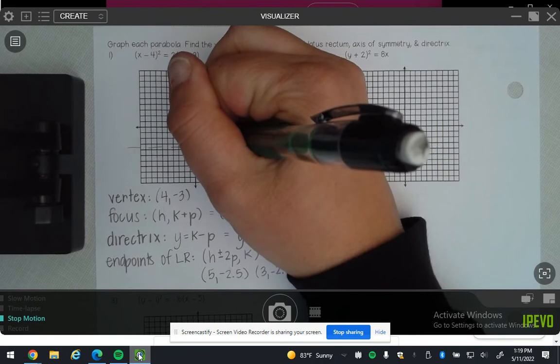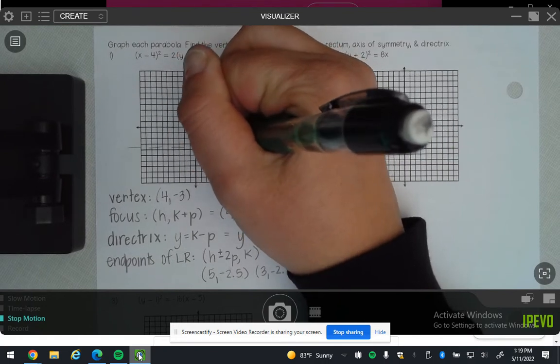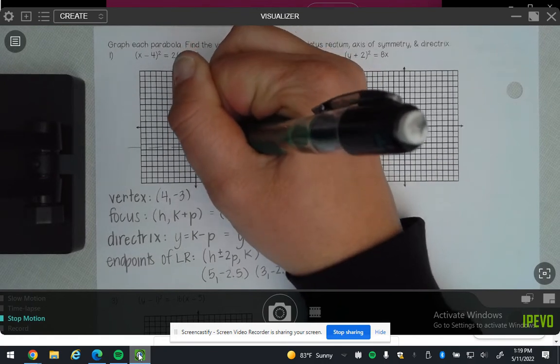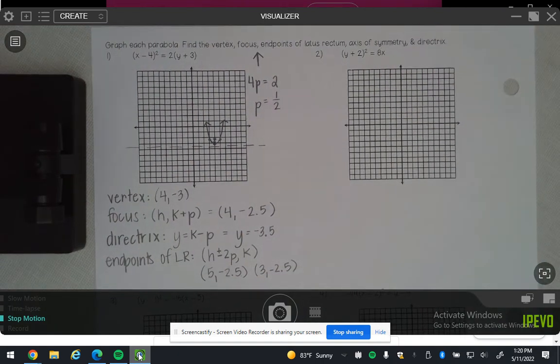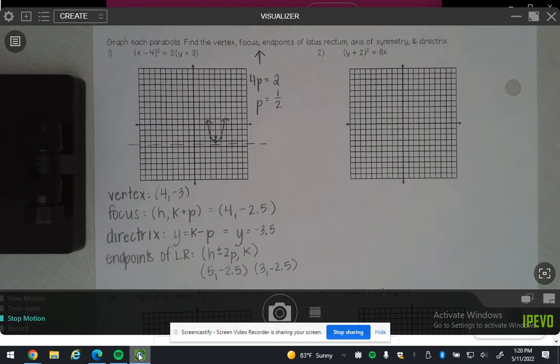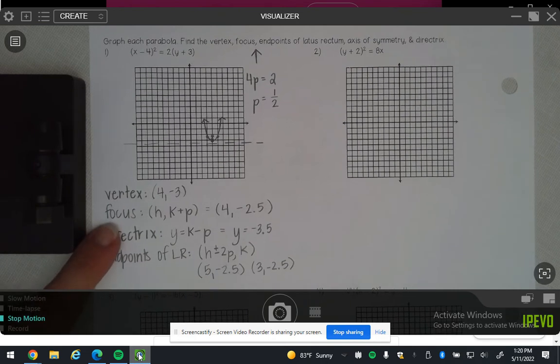What is 2p? 2p is how you find it, because your LR has a length of 4p. Your focus is right in the middle, so you need half on each side. Should be 1. Yes. And you go 1 to the left and 1 to the right of your focus because it's opening up.